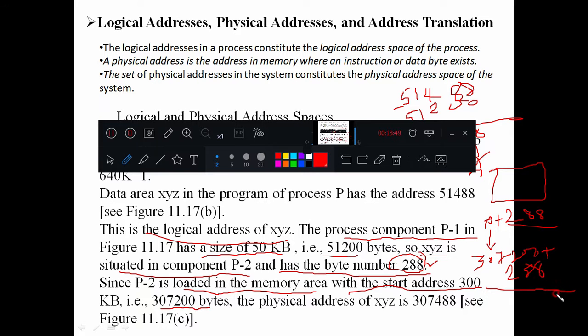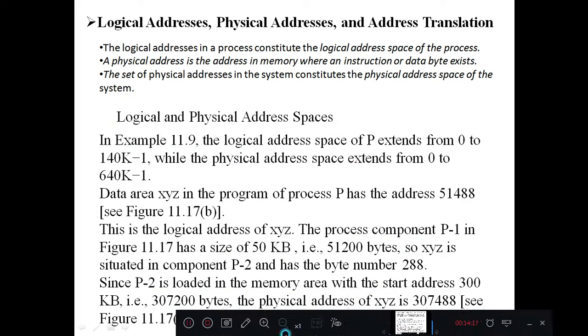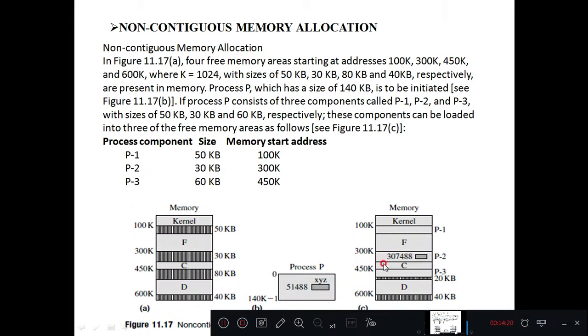So did you come to know how to calculate the physical address from the logical address? If I add these two, what we will get? 8, 2 plus 2 is 4, 7, 0, 3. That means 3,07,488 is the physical address of XYZ, right? So in the previous diagram you can see, 3,07,488 is the physical address of data XYZ, right?